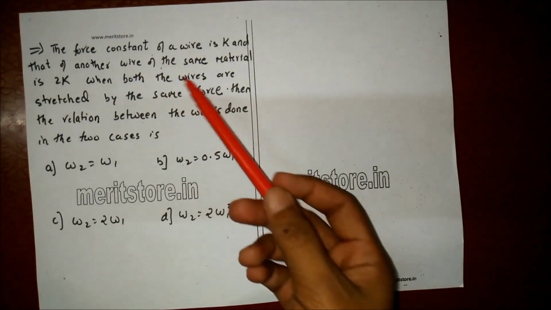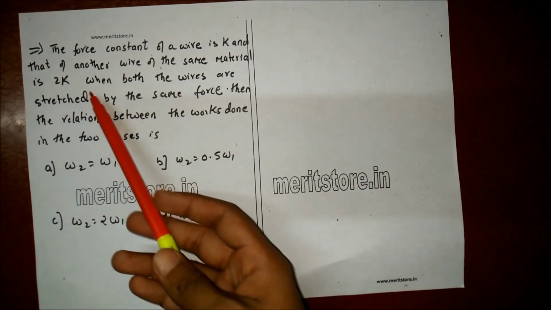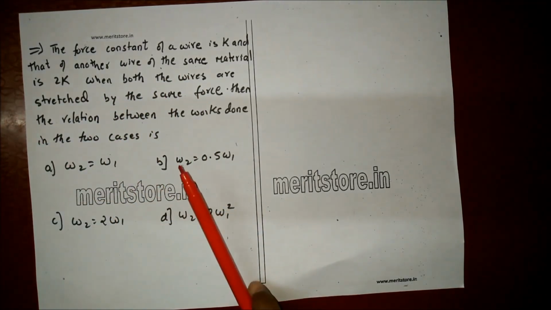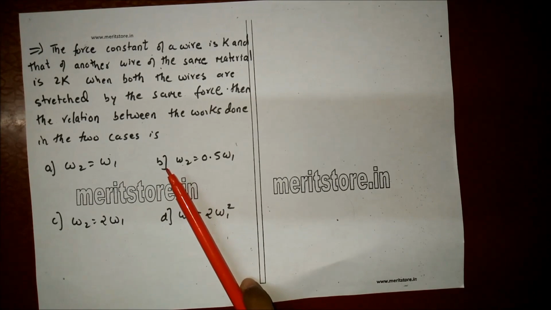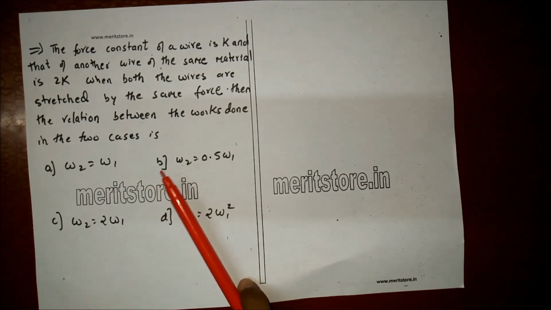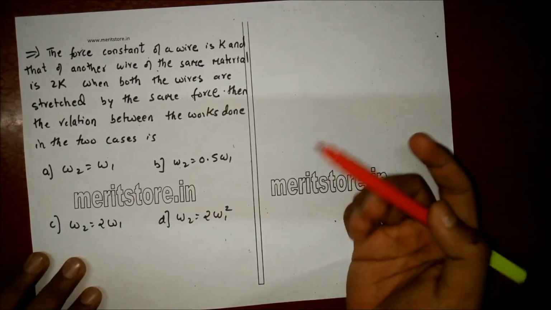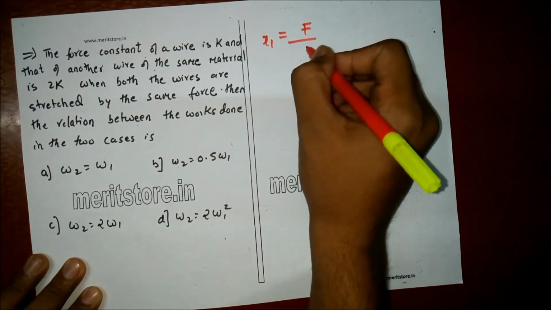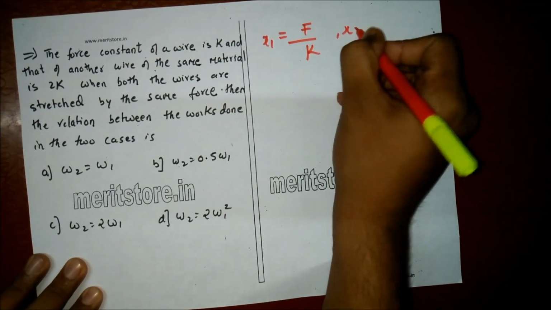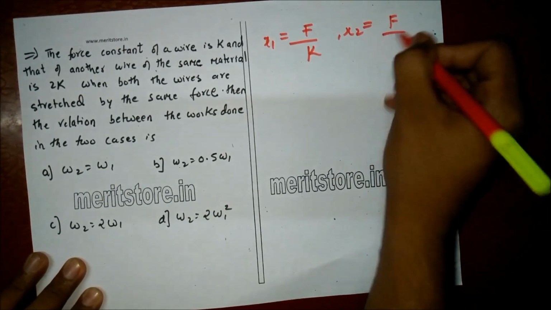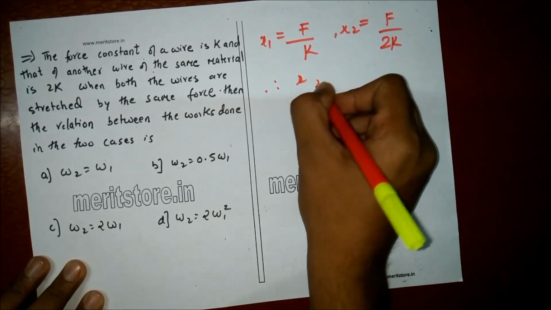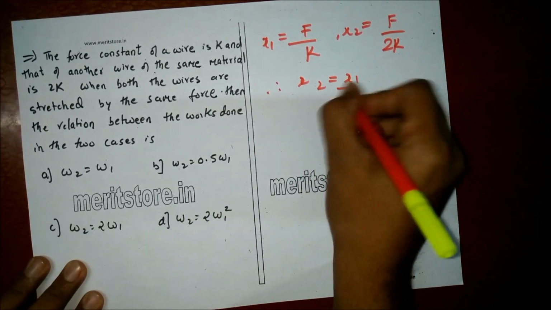The force constant of a wire is K and that of another wire of the same material is 2K. When both the wires are stretched by the same force, then the relation between the work done in the two cases is, here are the options. Now x1 will be equal to F upon K and x2 will be equal to F upon 2K. Therefore, x2 will be equal to x1 upon 2.